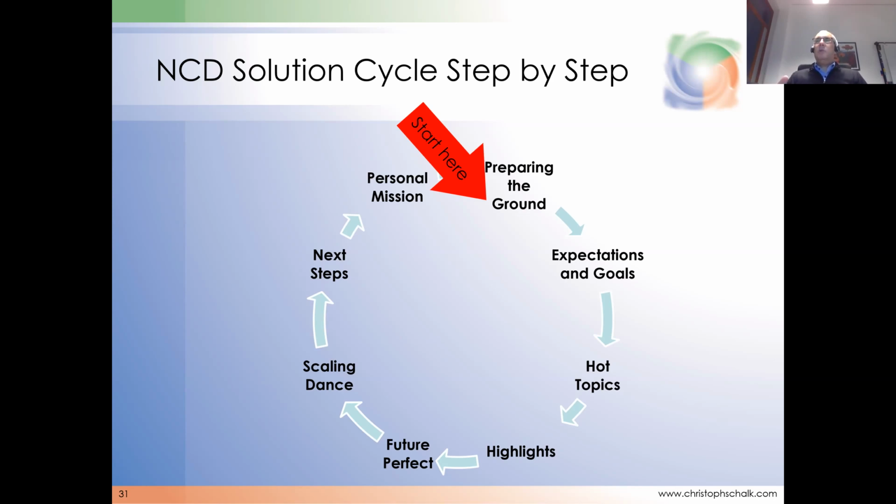So talking about hot topics, that would be the focus on the part of the scale that is already missing. Let's say right now they are at the 6. So what's not there between 6 and 10. The highlights would be positive exceptions on the scale in the past, where it was 7 instead of 5 or 8 instead of 4 or so. The future perfect again would be talking about the 10. The scaling dance would be looking for differences and discovering resources in these differences. The next step is moving one number higher on the scale. And the personal mission, of course, is about implementation and observation.